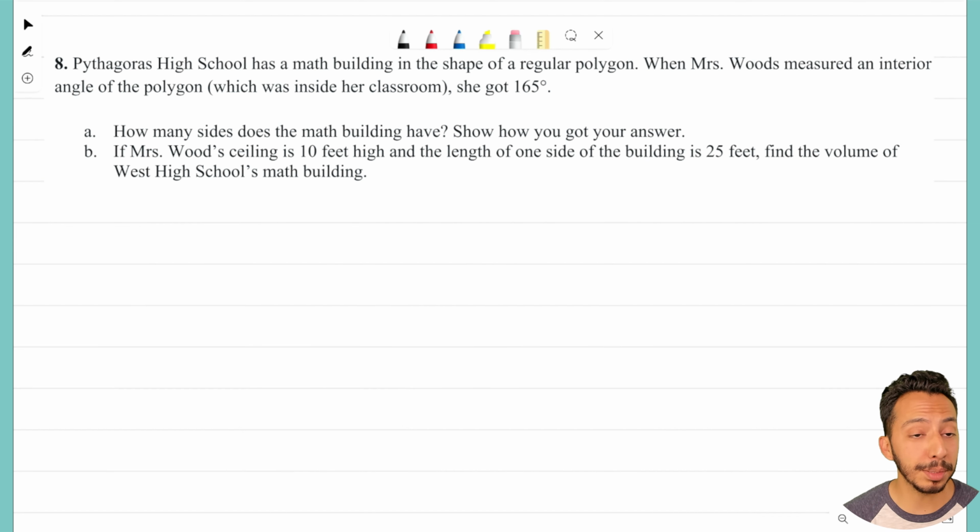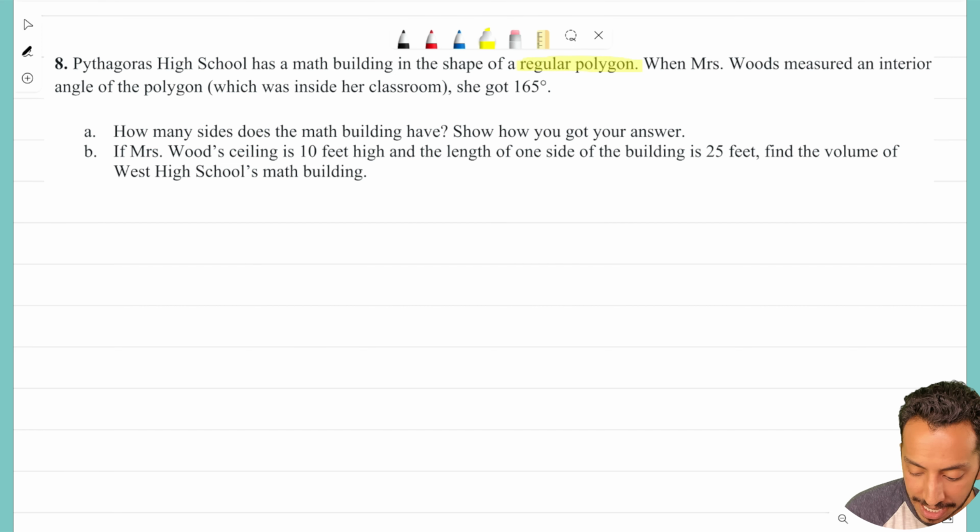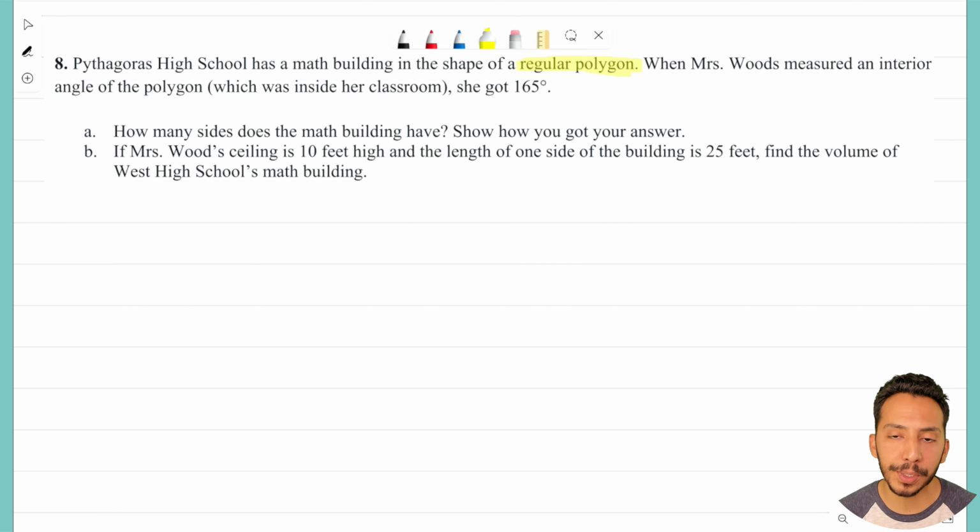It says, number 8, I can't read. Pythagoras High School has a math building in the shape of a regular polygon. I'm sure that's going to be important for us. We have a math building in the shape of a regular polygon. Remember, regular means equal sides and equal interior angles.